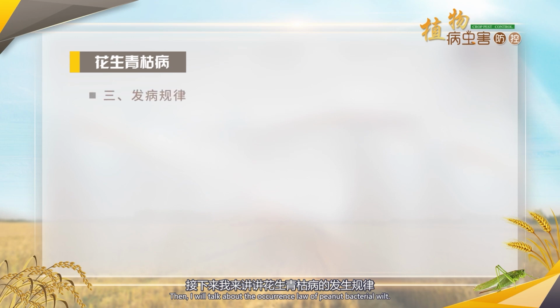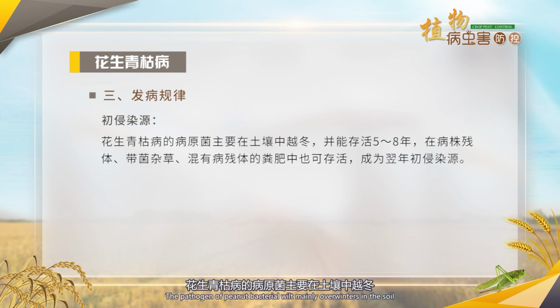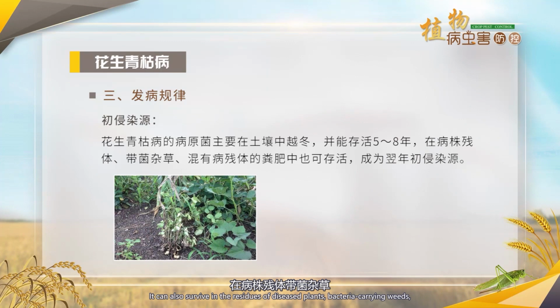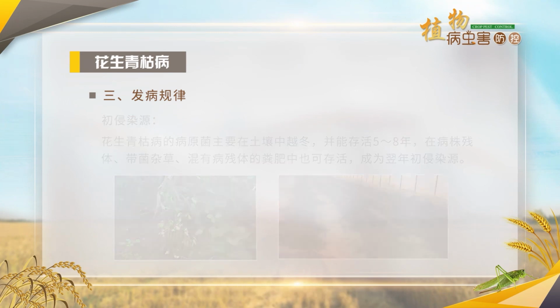Then, I will talk about the occurrence law of peanut bacterial wilt. The pathogen of peanut bacterial wilt mainly overwinters in the soil and can survive for 5 to 8 years. It can also survive in the residues of diseased plants, bacteria-carrying weeds, and manure mixed with diseased residues, and become the infection source at the beginning of the next year.